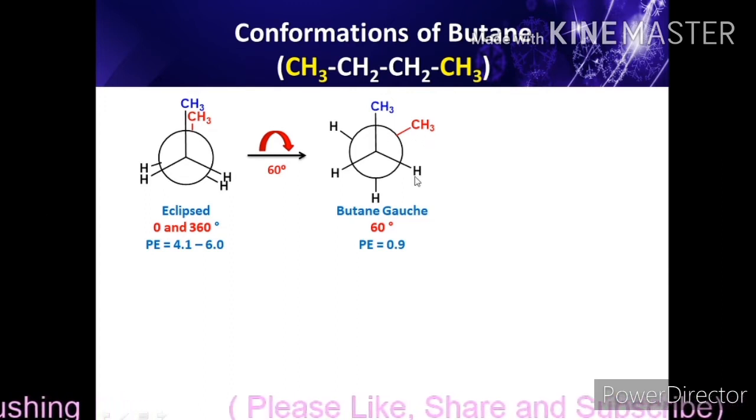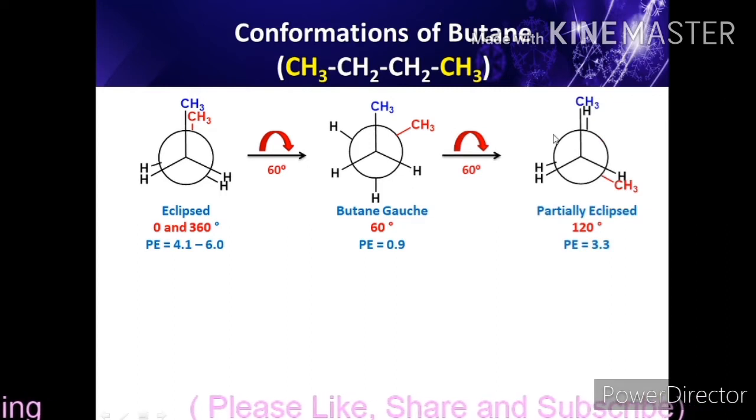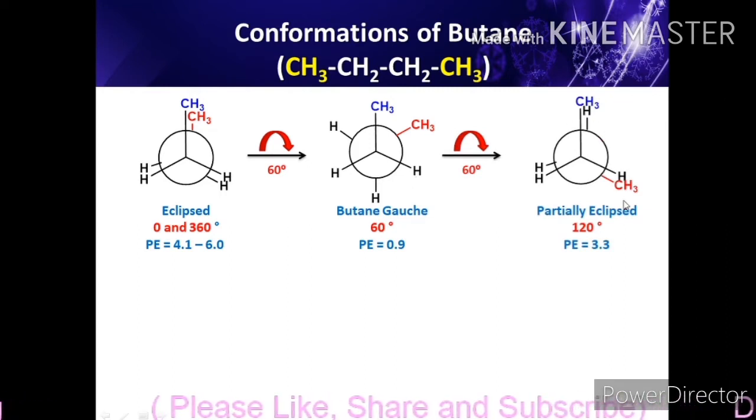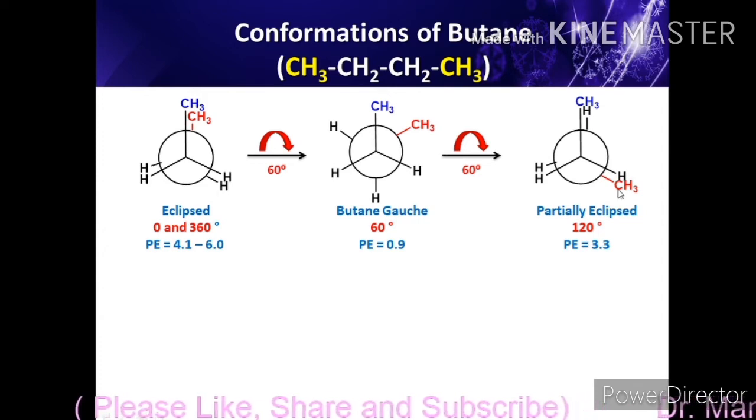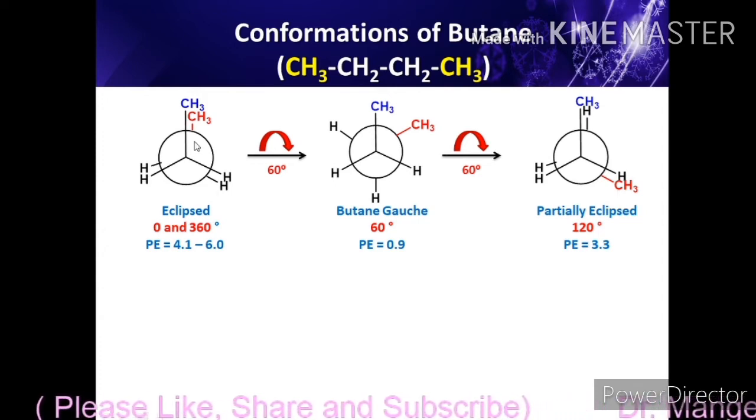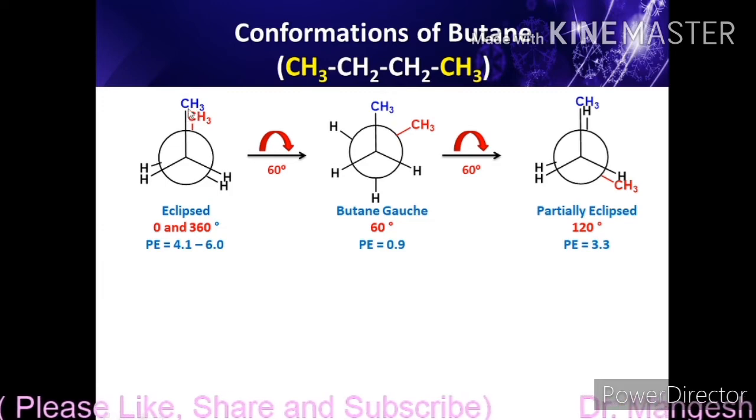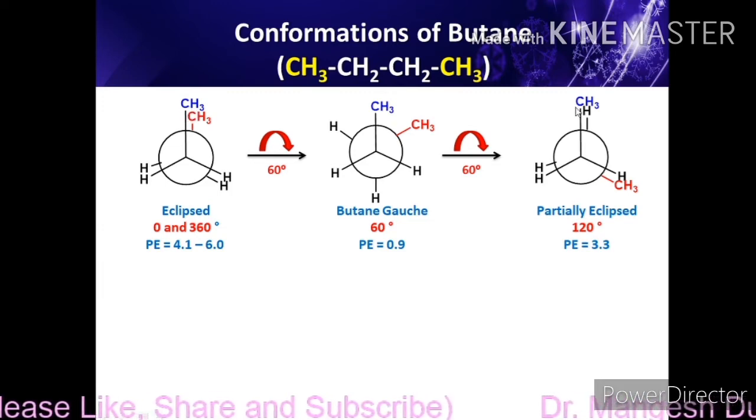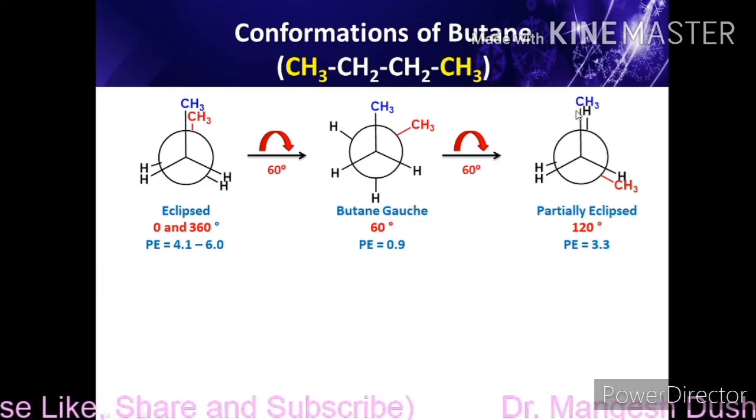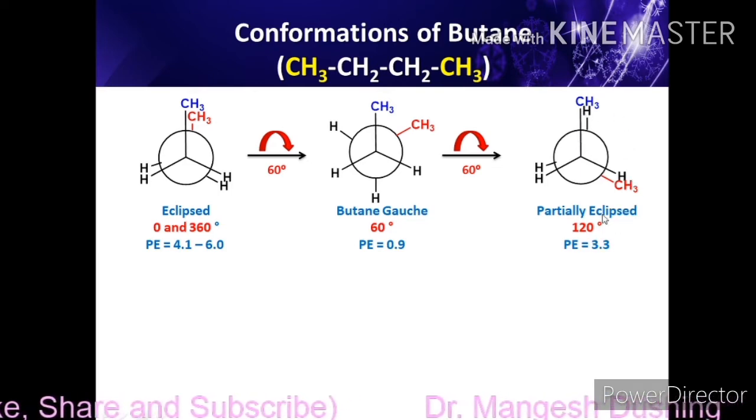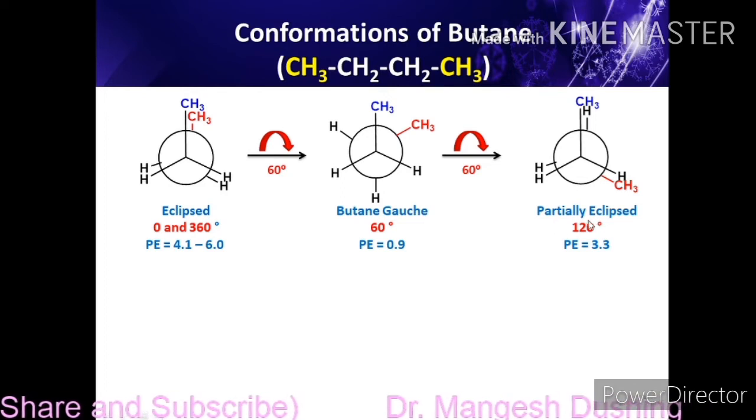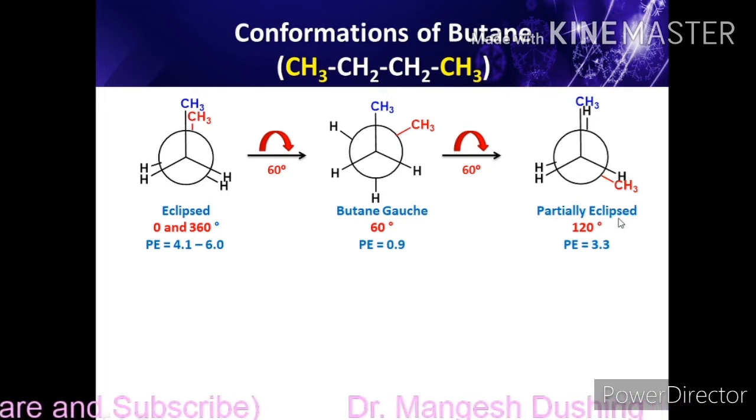Now again we rotate the rear carbon atom by 60 degrees, so methyl will come over here and we will get the next structure. Again this looks like an eclipse, but the methyls are away from each other. This is not similar to the earlier one, because in that case methyls are eclipsed, in this case methyls are not eclipsed. The angle between those is 120, so the dihedral angle is 120. This structure is called partially eclipsed.